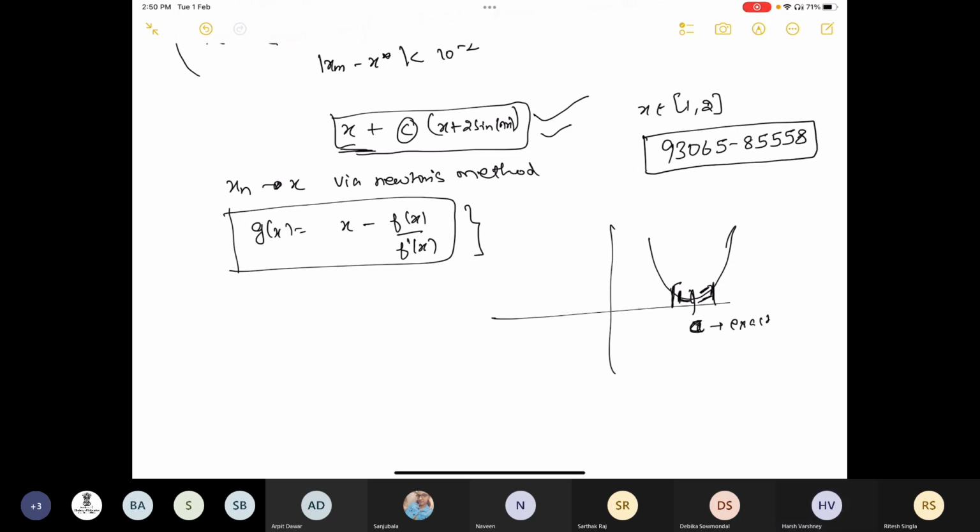Correct me if I'm wrong. If g prime is less than 1 at the root, then we can apply all the theorems that we had proved without caring whether the initial guess is close to it or not, because in the question the examiner has set the question such that the initial guess is close to that point. Yes, you can do that. Okay, thank you, sir.